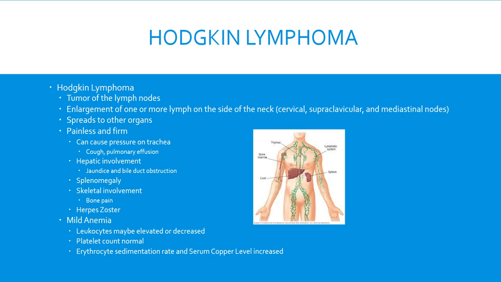You also have the herpes zoster, which is either chickenpox or cold sores. And with mild anemia, you'll find that leukocytes may be elevated or decreased and platelet count normal. The erythrocyte sedimentation rate and serum copper level is increased. So in a nutshell, Hodgkin lymphoma is really the lymph nodes themselves becoming very enlarged, and it's usually caused by tumors.